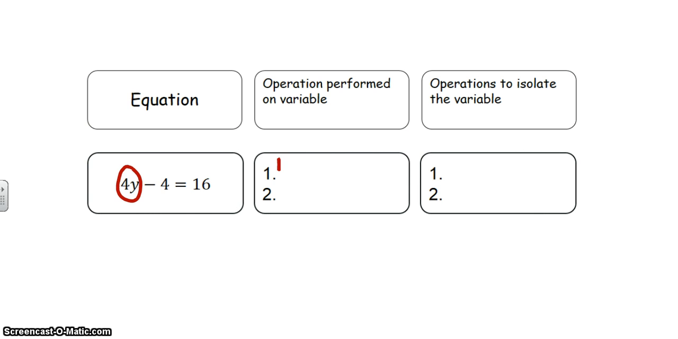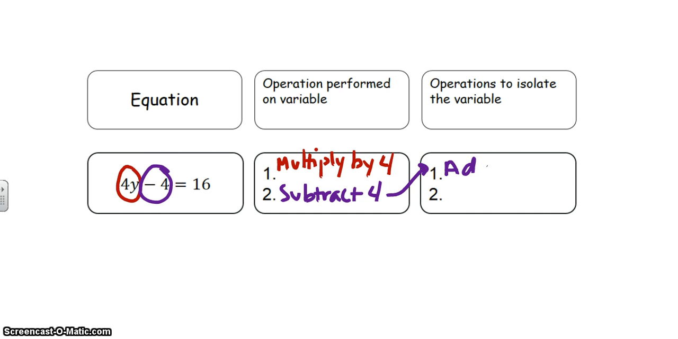Again, you would have this 4y, so that would mean you're multiplying by 4 first. Then we have the subtracting 4, so we would subtract 4. We're going to reverse the order, inverse the operation. Subtract becomes add, so you add 4, that gets rid of the subtracting 4. Then we would deal with number 1, which was now number 2, and divide by 4. And then we would just be left with y.